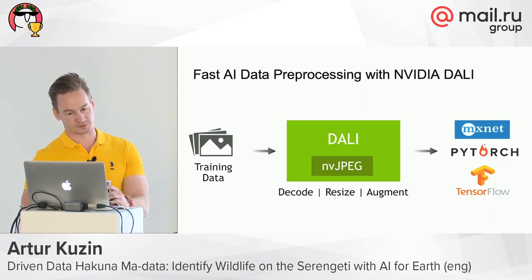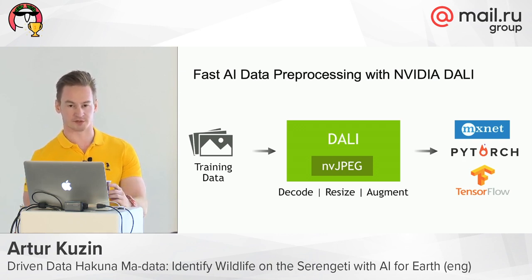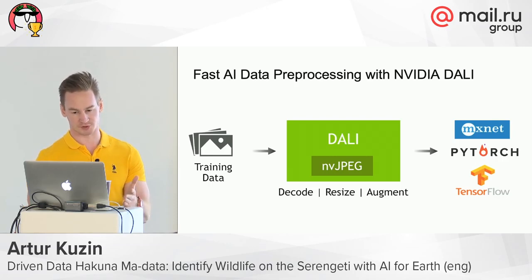One more thing about DALI, NVIDIA DALI, it's also very important. It's an NVIDIA library that allows you to do JPEG decompression inside the GPU. It's very important because in this case you have no bottleneck on the CPU. You now utilize your GPUs more efficiently.